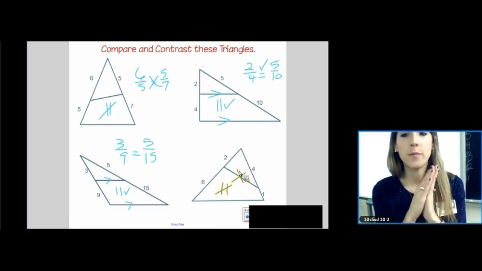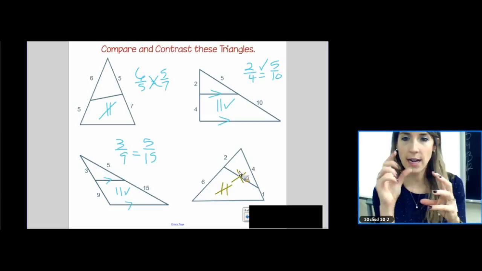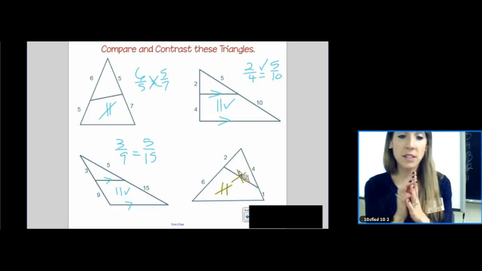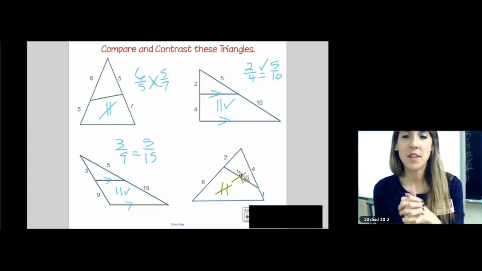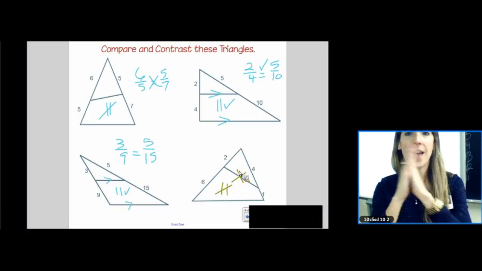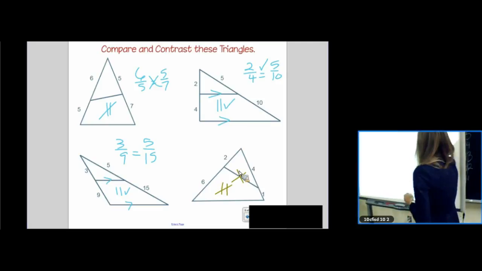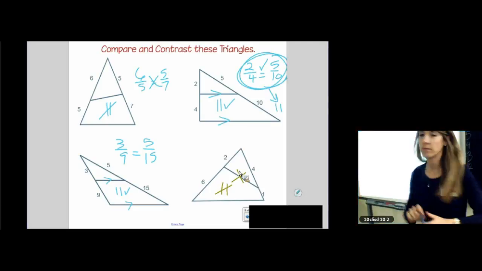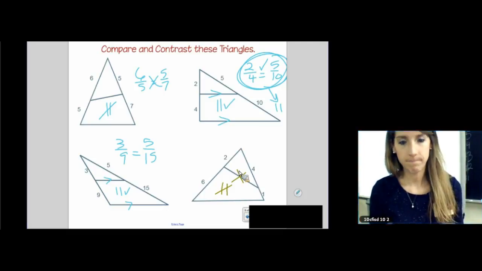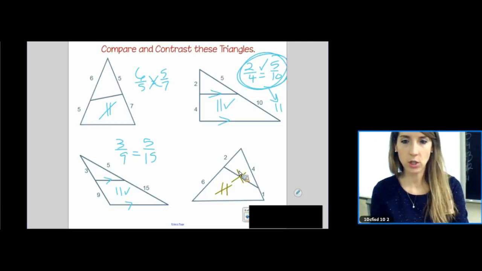If they're parallel, the sides that are created, the segments, are proportional. That would be the converse of it. So the theorem says if they're parallel, then the sides are proportional. The converse is if the sides are proportional, then we have parallel lines. Yep, converse and the original are both true.